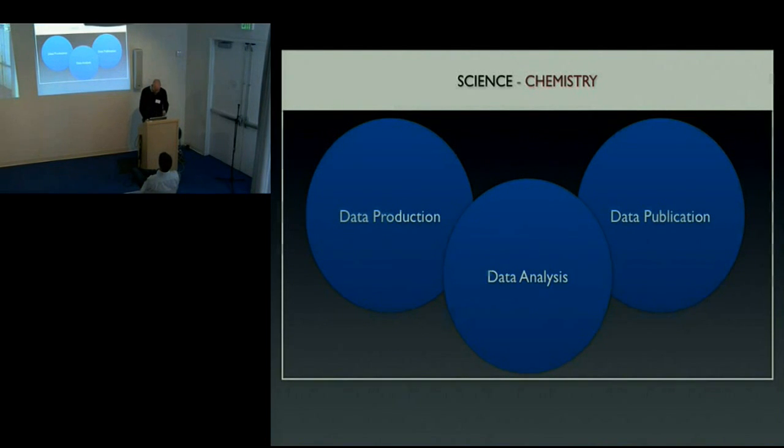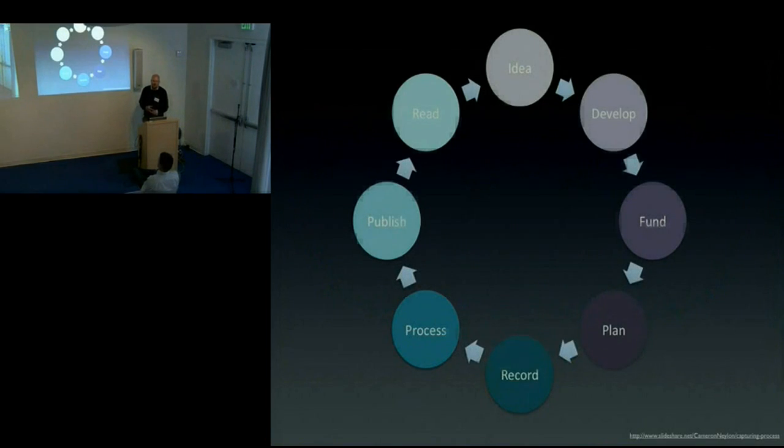And in chemistry, the typical scientific discovery cycle is a little bit like this. You start off with an idea which you develop, you get funded, you then develop an experimental plan, you carry out your experiments, you record the results of the experiments, you process the data that comes out of it, you publish the data, and then you read a little bit and you use your own data and other people's data to generate more ideas, and you go around the cycle again.